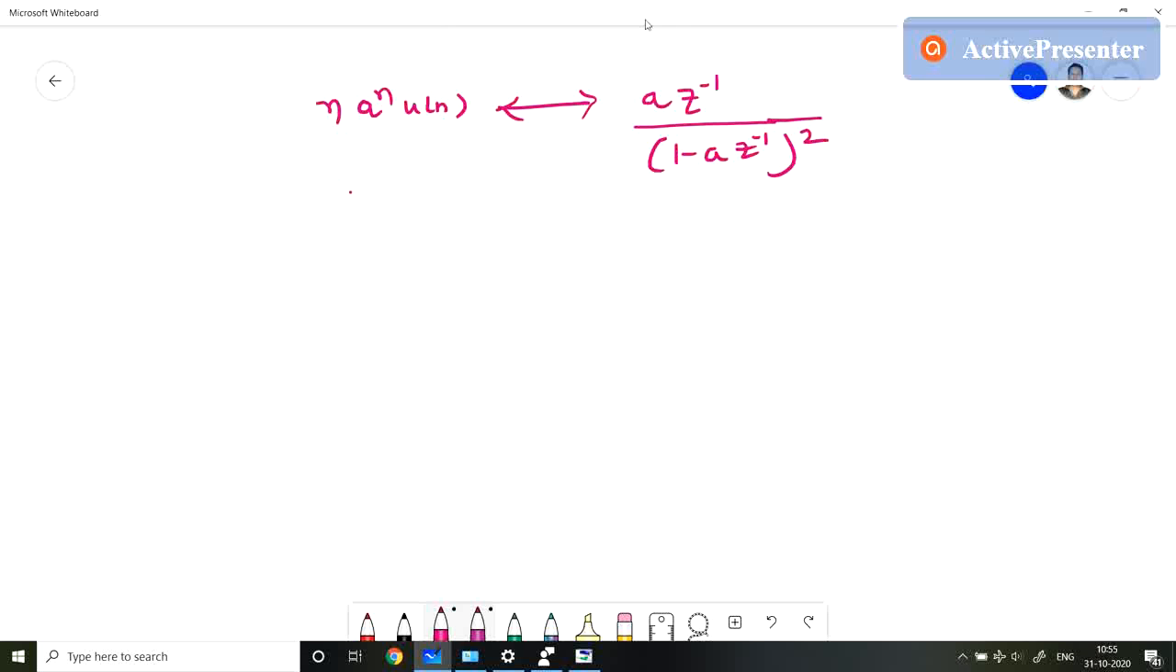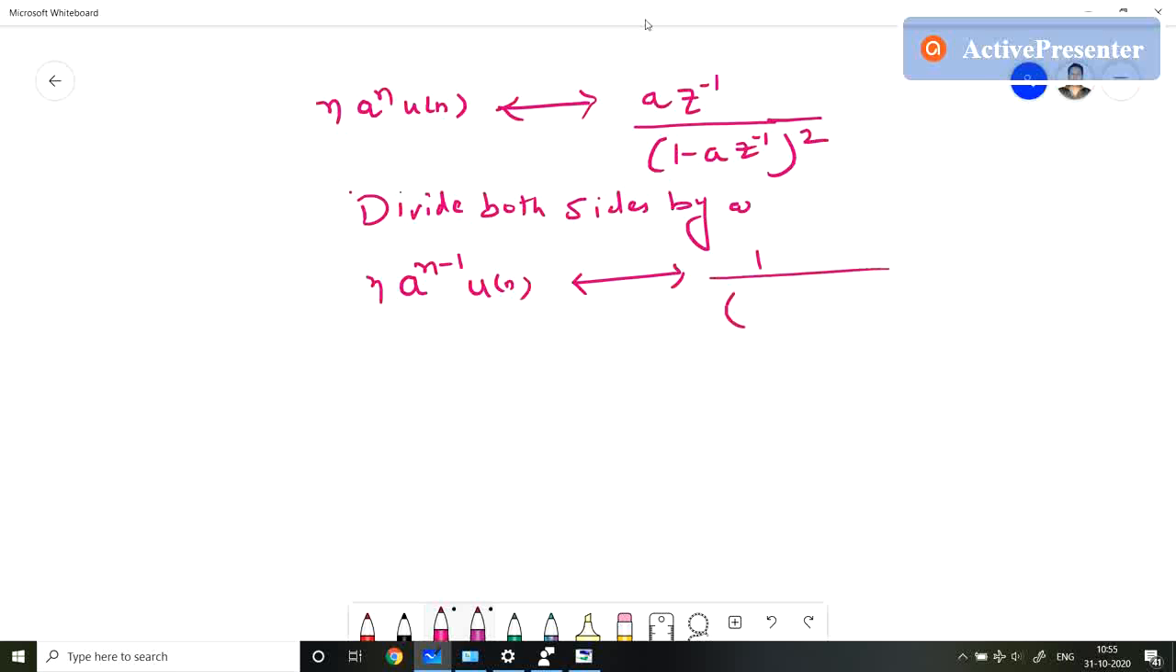Now in our problem we need only 1 in the numerator. So what we can do is divide both sides by a. So what we will get is n a raised to the power n minus 1 u[n] corresponds to z inverse divided by (1 minus a z inverse) square, and the ROC will remain the same because the differentiation will not change any ROC.